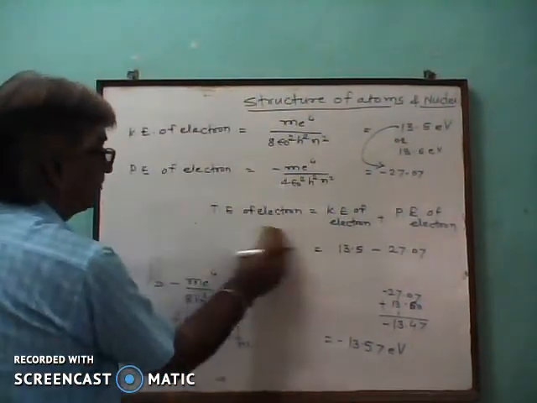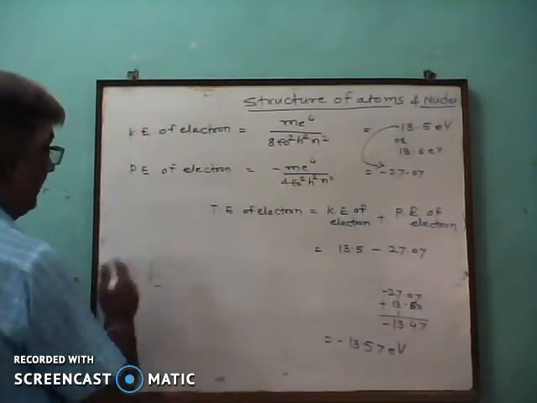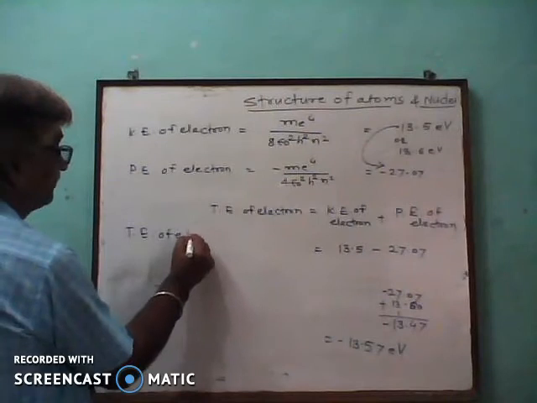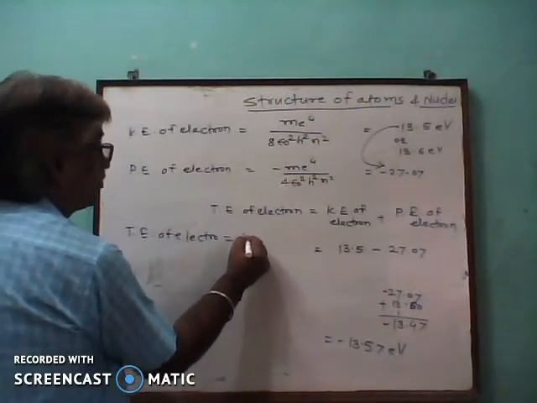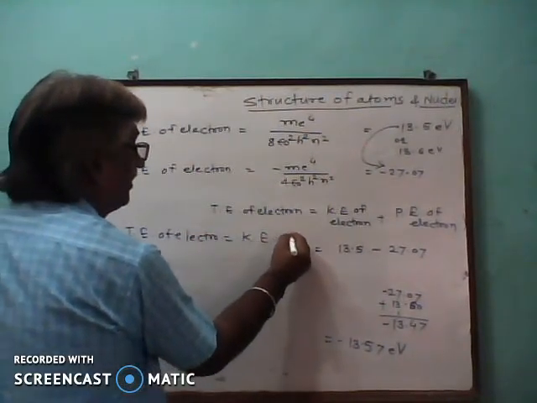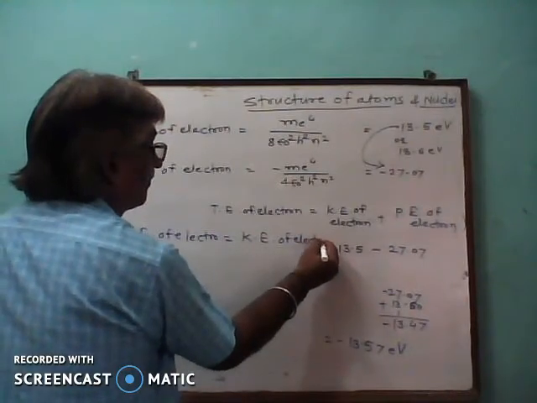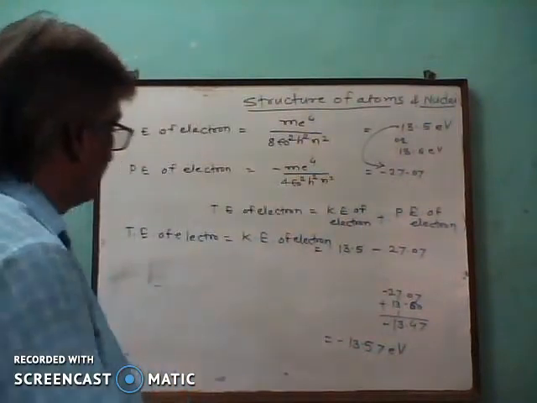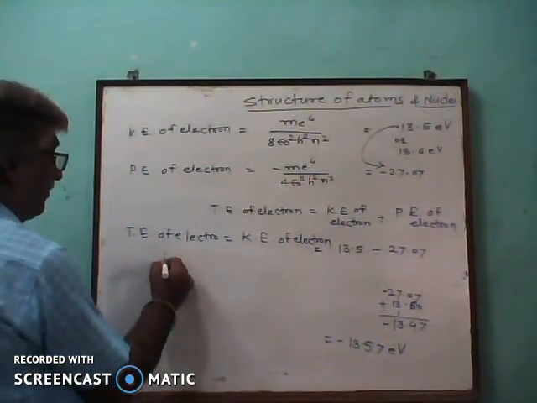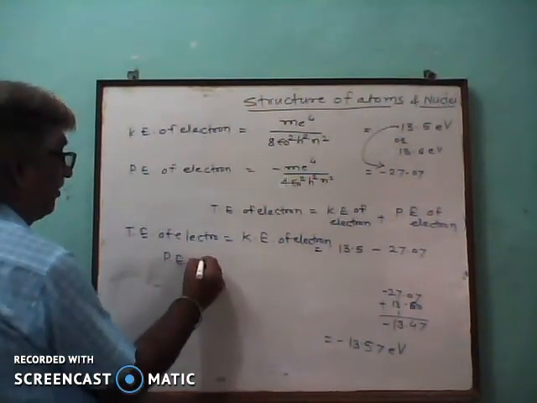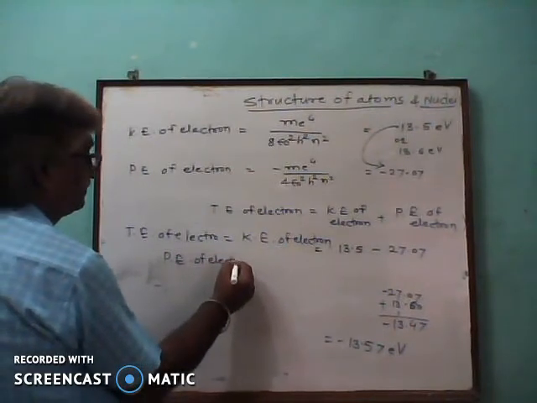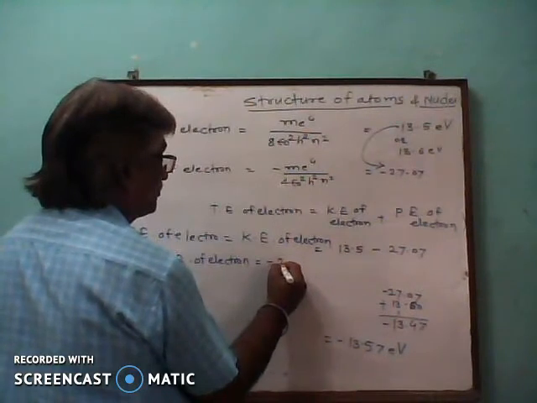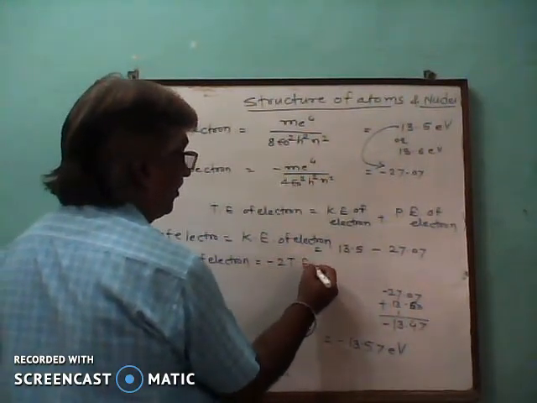So from these two values, we say that the total energy of the electron is equal to the kinetic energy of the electron, and the potential energy of the electron is equal to minus 2 times the total energy of the electron.